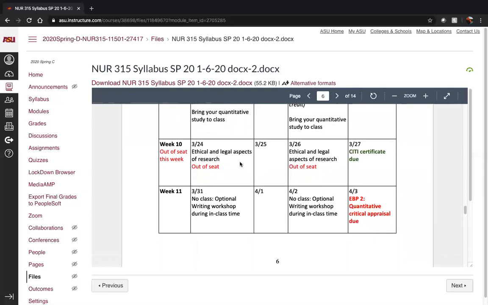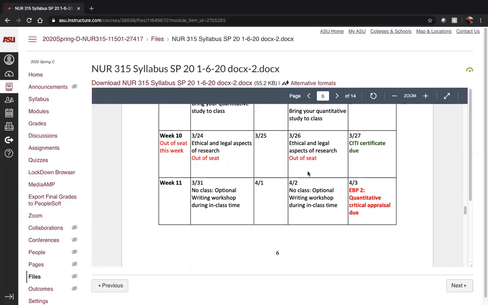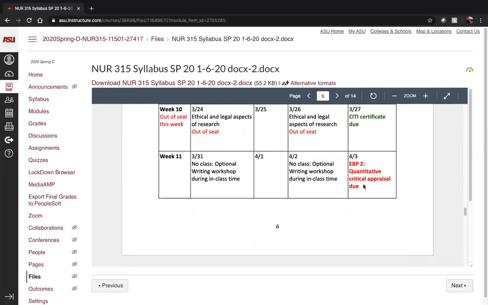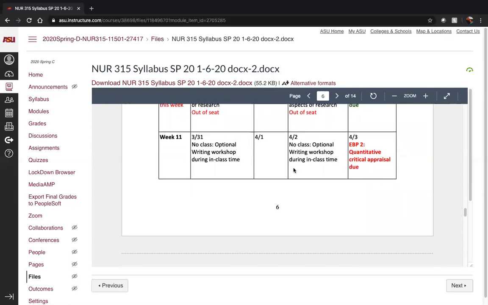The following week, you'll do what's called an ethical module, where you learn about what the ethics of research are and what some issues are that have arisen in the past. Then you'll actually get a certification here. The following week, your appraisal of that first study is due. So again, you'll see a pattern here where you don't have to come to class, but we are available to answer questions for you.